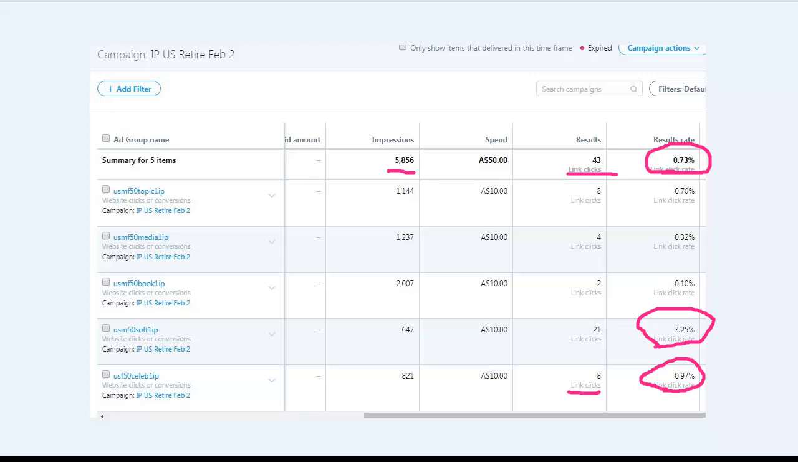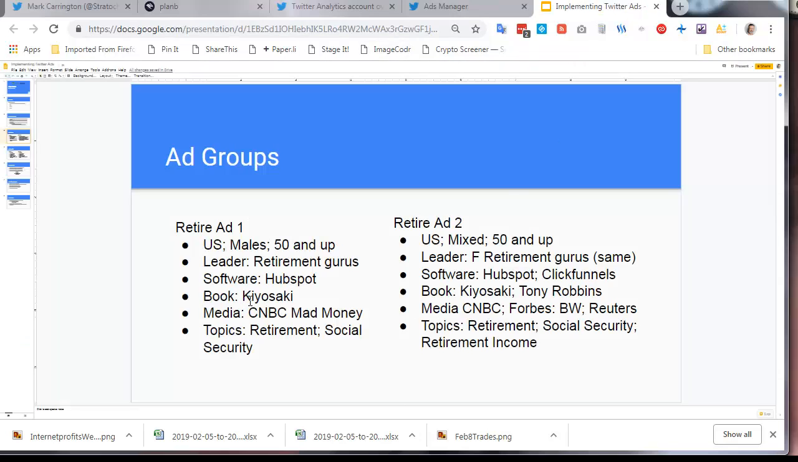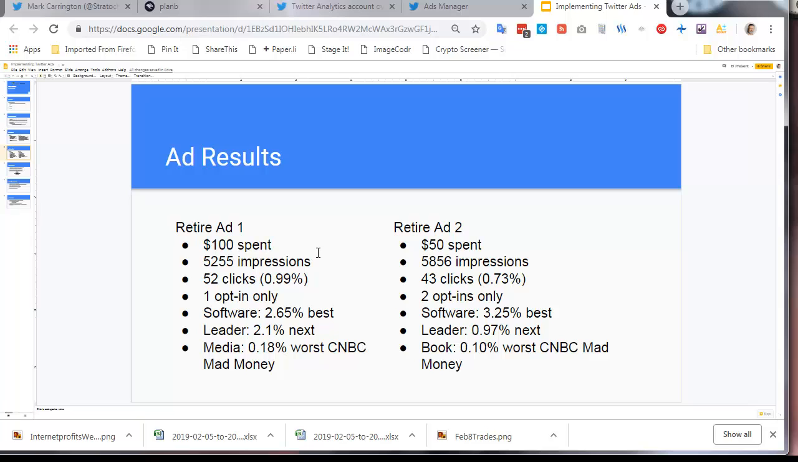Now, what I haven't shown here is what the actual opt-in rates were. So these are clicks that people have actually looked at the ad. So let's go put that away. Now let's go to the next page in my presentation, which is what were the ad results. So I've covered those.